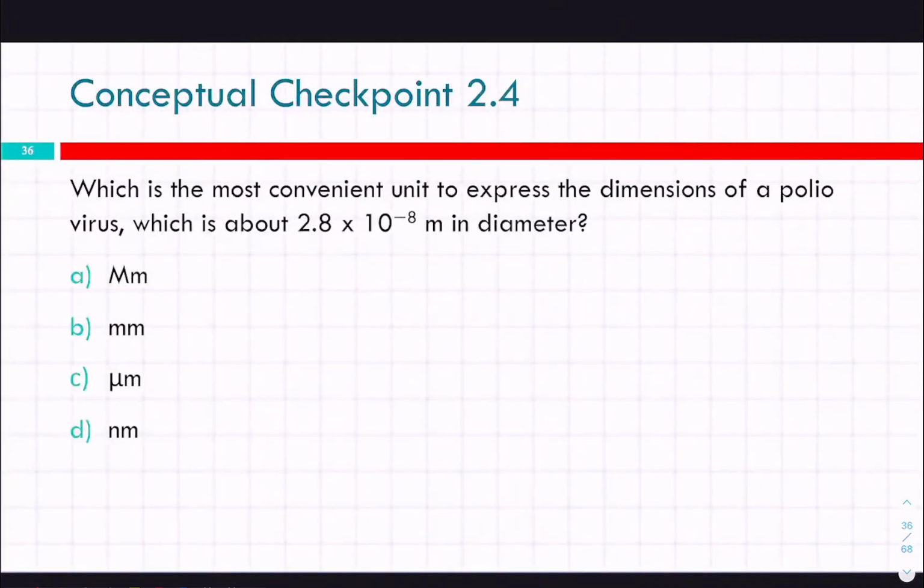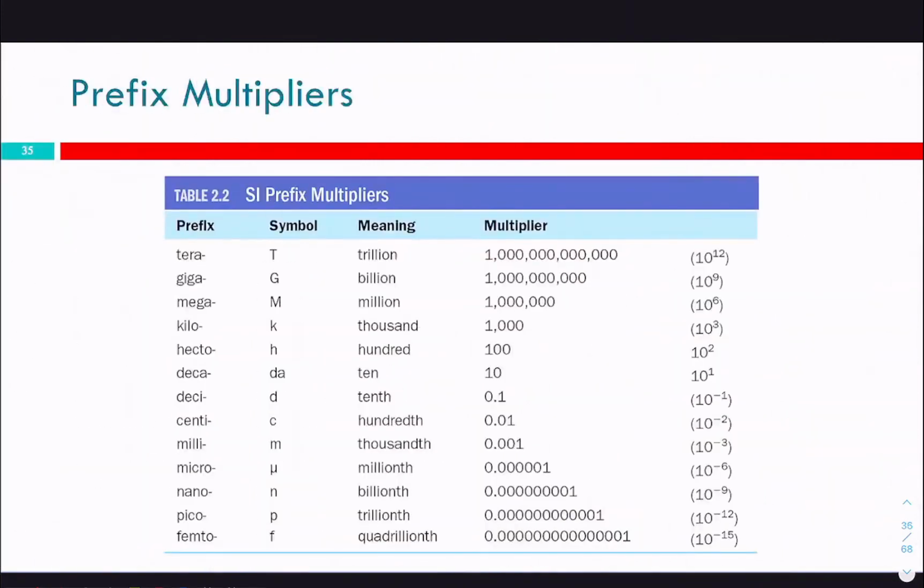Okay, so if we wanted to express the dimensions of a poliovirus, which units would be the most convenient? So we're looking at, and I'll write this, 2.8 times 10 to the negative 8 meters. Which units would be more convenient than that? Yeah, micrometer puts us at times 10 to the negative 6. It might even be better to use times 10 to the negative 9, so a nanometer.